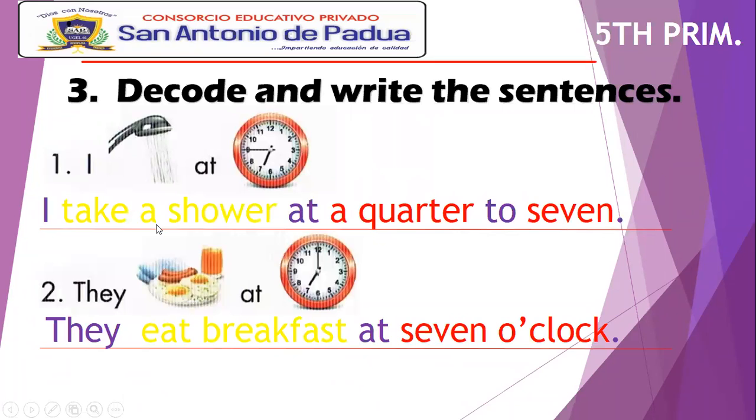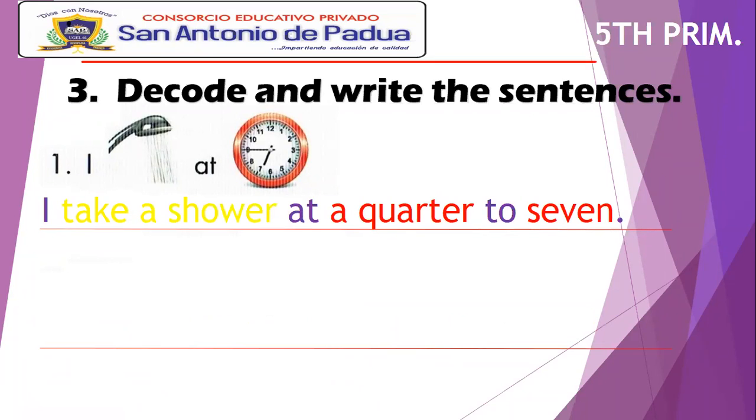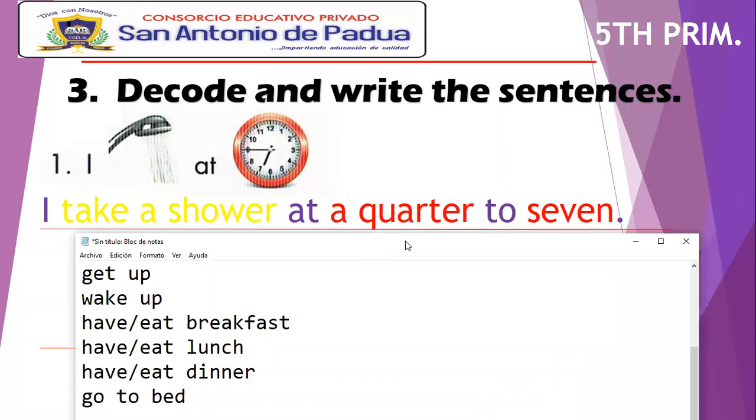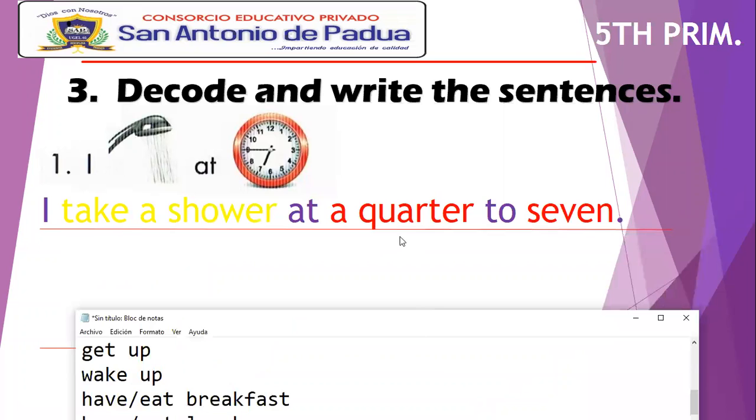I take a shower. Repeat after me. I take a shower. At a quarter to seven. Good. Yo me baño. Acá dice, yo me baño un cuarto para las siete. All right, students. Come on. I want you to listen. Voy a escuchar a ustedes, please. What time do you take a shower? ¿A qué hora se baña?